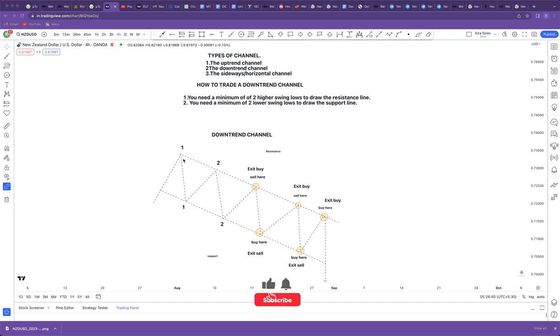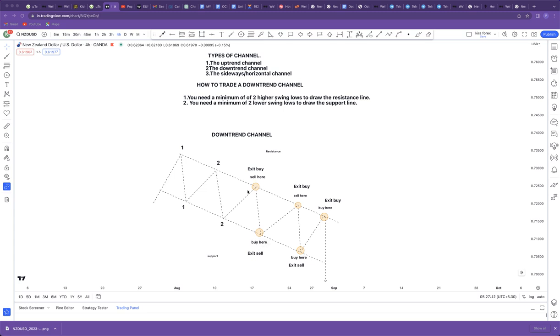With the resistance line, we have the first touch here, we also have the second touch here. These ones we ignore. On the support line we also have the first touch and the second touch, we ignore this one. Where we will be taking our trade should be on the third touch. So where the third point is, that is where we will be selling, and we will also be buying on the third touch on the support. So we will sell on the third touch on the resistance and buy on the third touch on the support.